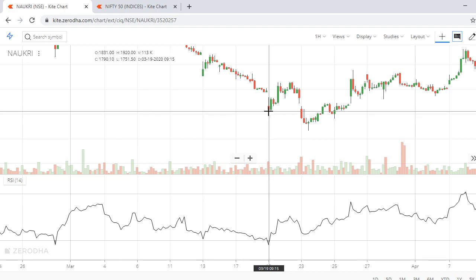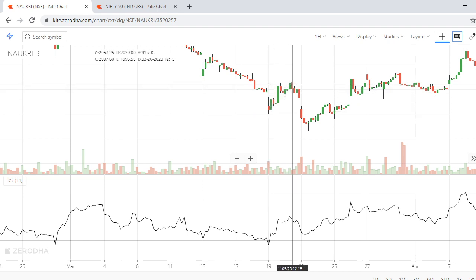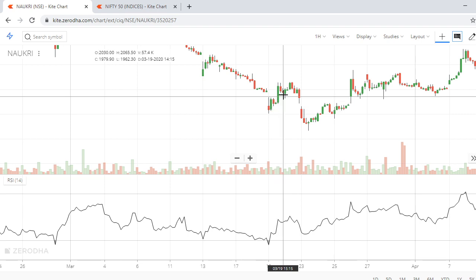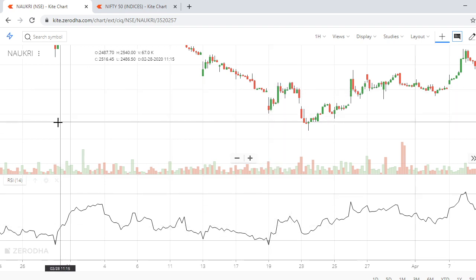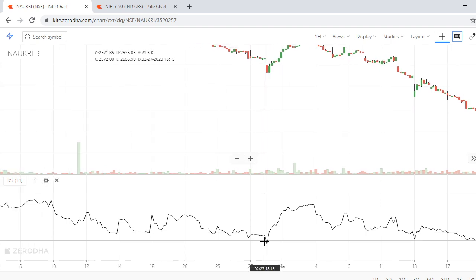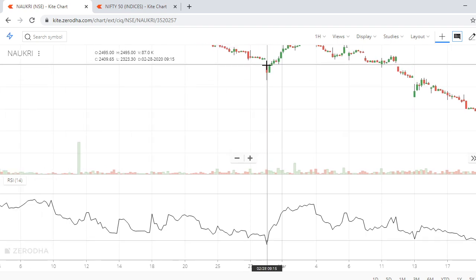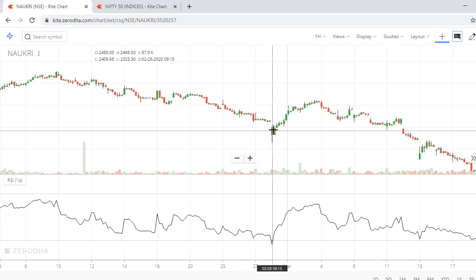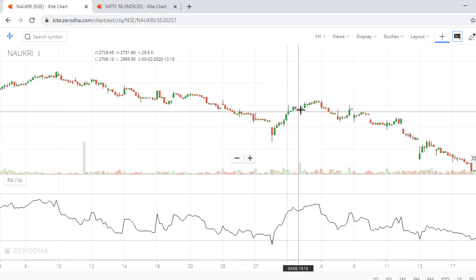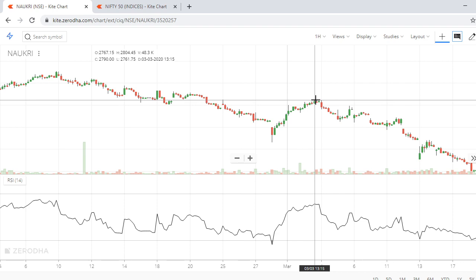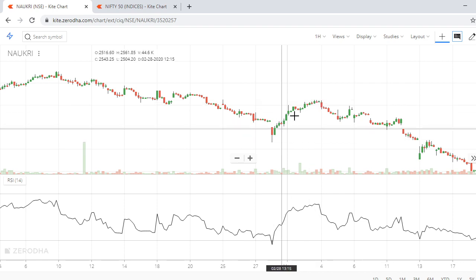Oh, 1780, 1800 to 2070, almost 300 points move. Yes, 300 points move. So this is how it happens. Again, there is one more example. The oversold zone. There it is. Even our price action is telling that there is a hammer formation at the downtrend. And after that, from 2400 to 2800, almost 400 points rally.